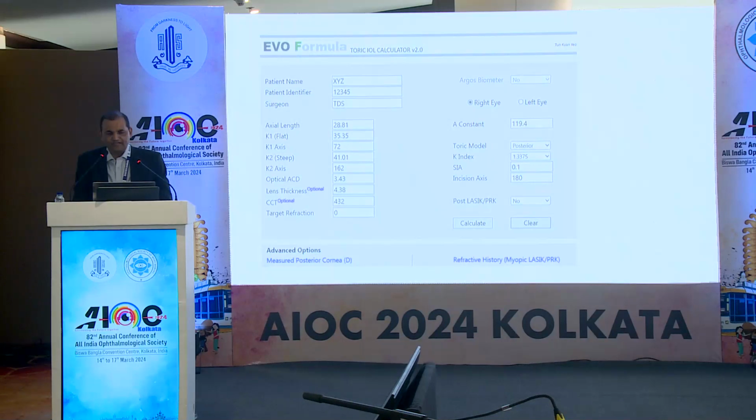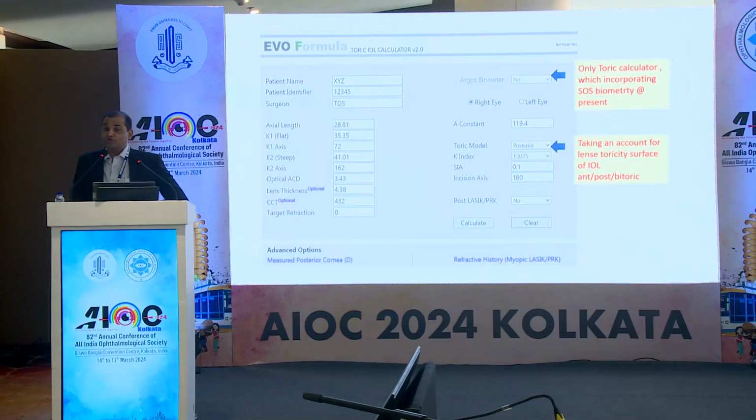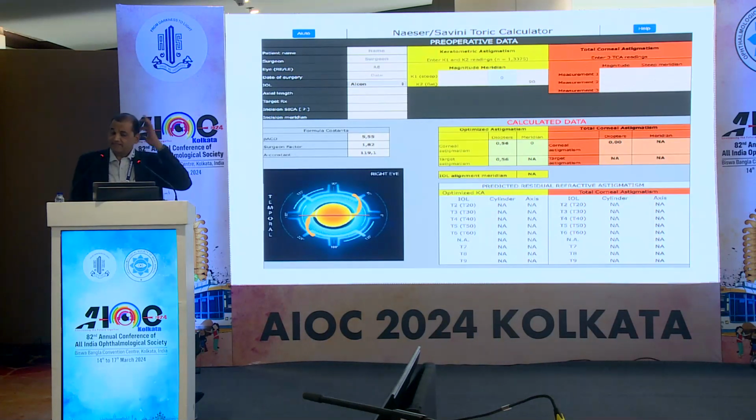The next is the EVO toric calculator, which is coming up very fast because it is a thick lens based formula. It incorporates SOS biometry, sum of segment biometry, and it also takes into account the lens toricity surface, whether your toric lens is front toric, back toric, or posterior toric. It is also AI based. So this is at present the most popularly accepted toric calculator, the EVO toric calculator. Another is the Abulafia-Koch toric calculator, which gives both comparisons simultaneously. It gives the keratometric predicted one and you can also put in the measured one, so you have a simultaneous comparison of these toric results.